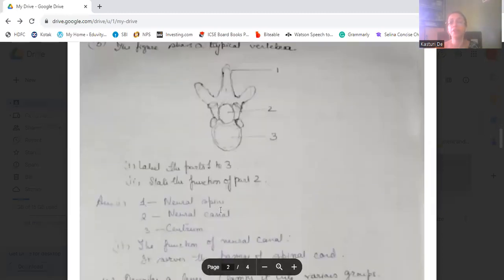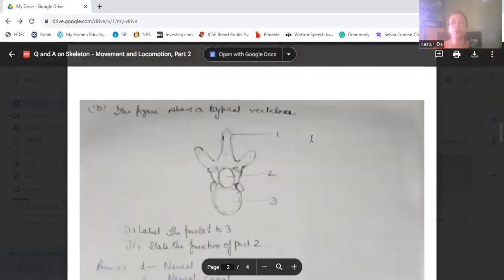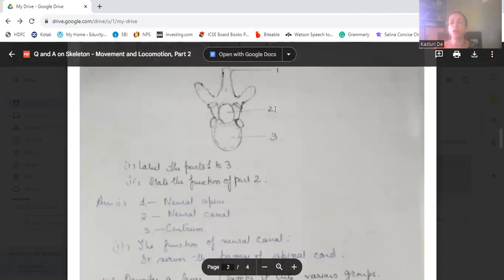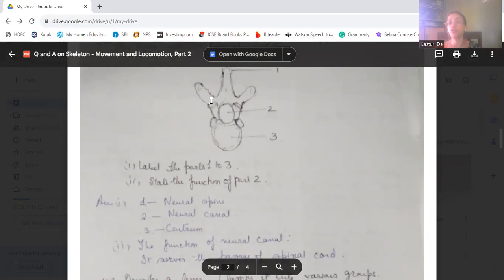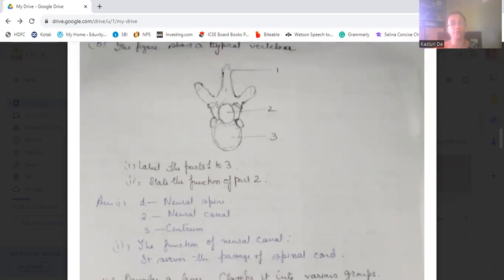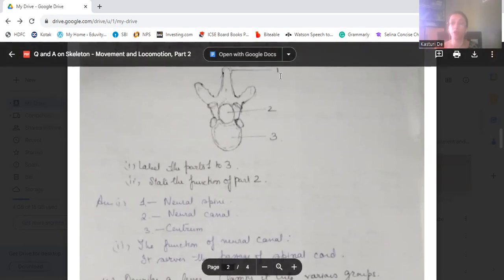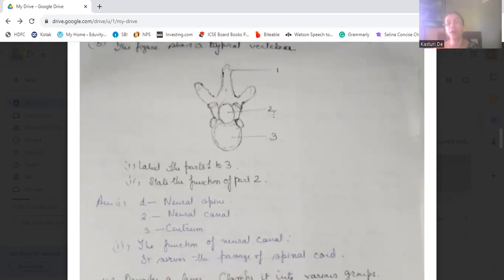Then we have a figure. We have to name the following. Label the parts 1, 2, and 3, and state the function of part 2. So what is this picture of? It is a typical thoracic vertebra. Number one is the neural spine. Number two is the neural canal. And number three is the centrum, the body of the vertebra.